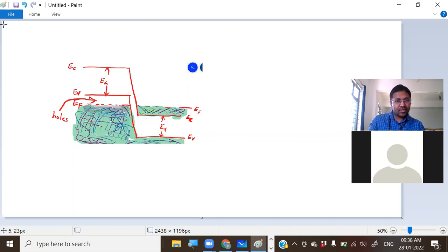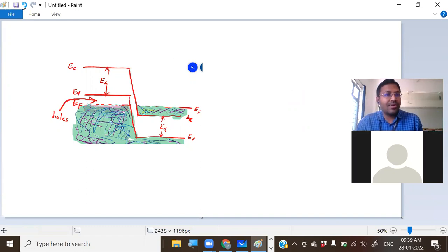Reverse bias means that, compared to the other side, on the P side we are connecting positive. That is what we mean by reverse bias. You know very well, for a general PN junction diode under reverse bias, what do you do? P side negative, N side positive, you connect.